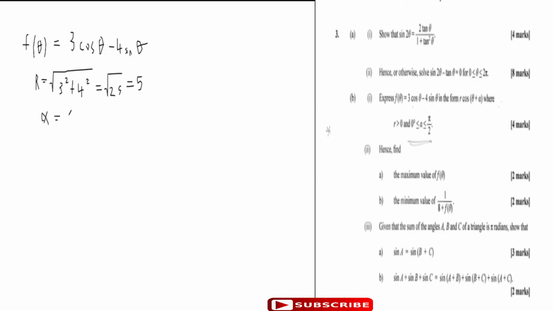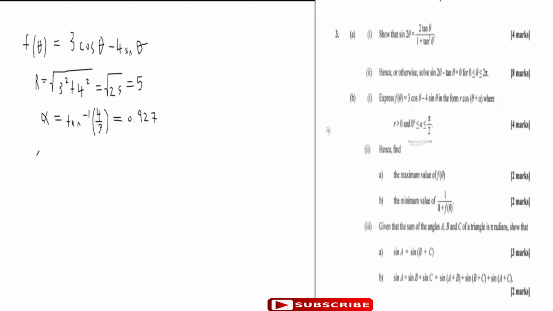How do we find alpha? Alpha is tan inverse of b over a. So it's tan inverse of 4 over 3. So you put that in your calculator, and what are you going to get? Tan inverse of 4 over 3. You want it in radians. Getting 0.927.